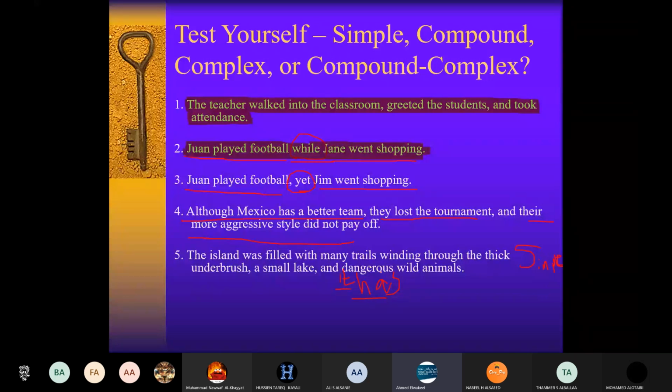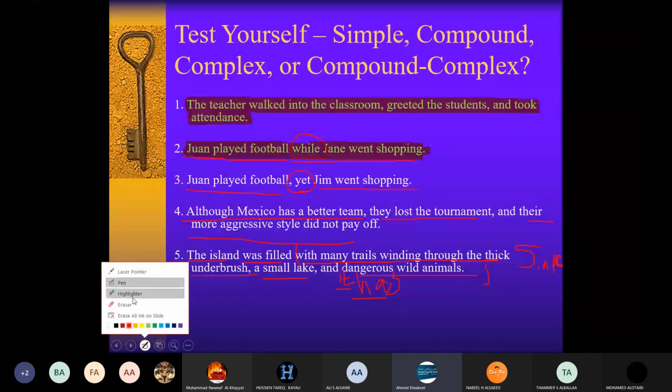That's a compound object. The island, subject, was filled, that's a verb, with many trails winding through the thick underbrush. All of it is the prepositional phrase which works as the object. Number two, a small lake, another object, and dangerous wild animals, a third object. So all of them are compound objects from here until the end of the sentence. So you have only one subject, one verb, and all of the sentence expresses the same idea. Consequently, that is a simple sentence.